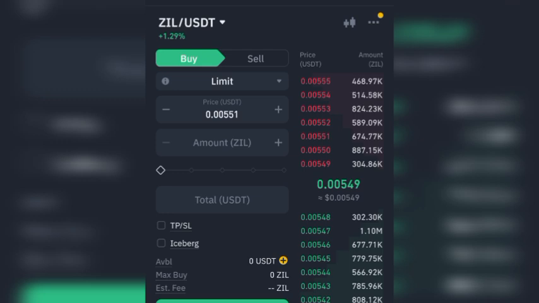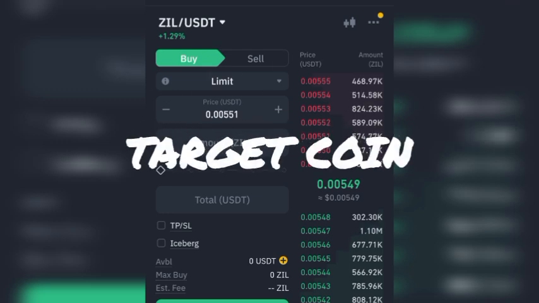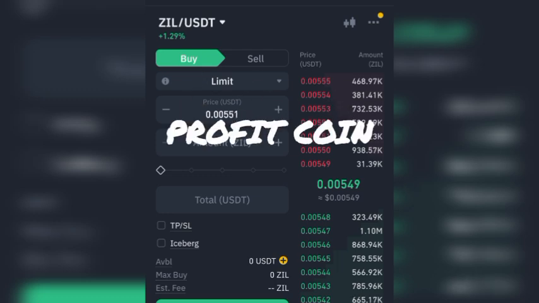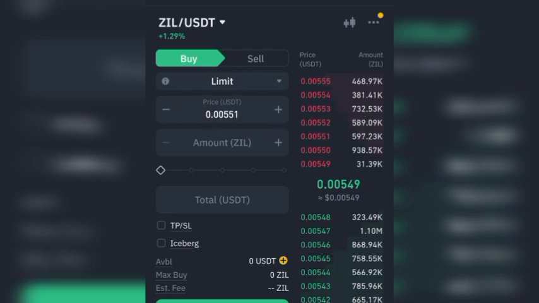Then we have what we call the target coin. The target coin is the ZIL, like you can see right here. That's the coin that has the profit potential within it, which we take advantage of, and then we can now sell to a market that has a higher price range. Then we have what we call the profit coin. That's the one we're going to sell this particular pair to make our profit.